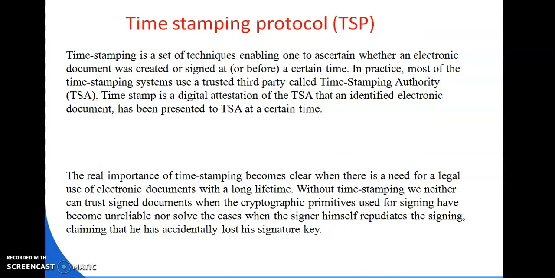Next comes the time stamping protocol, TSP. This time stamping is a set of techniques enabling us to assert whether an electronic document was created or signed at a certain time. In practice, most time stamping systems use a trusted third party called the time stamping authority, TSA, and a time stamp is a digital attestation of the TSA that an identified electronic document has been presented to the TSA at a certain time.